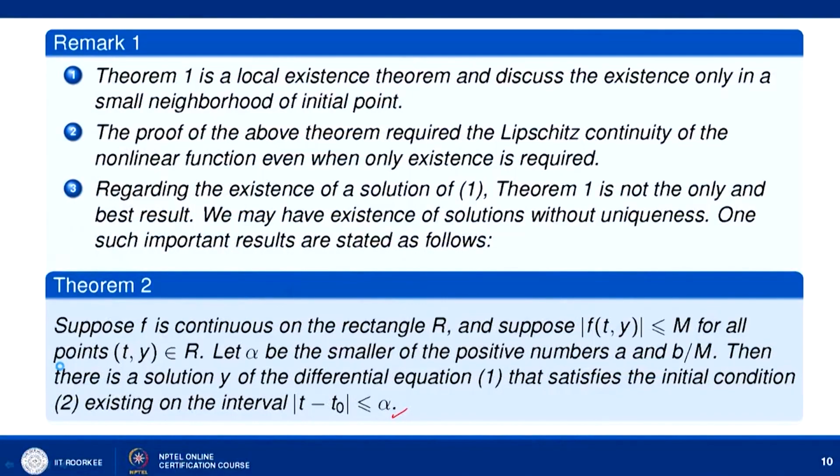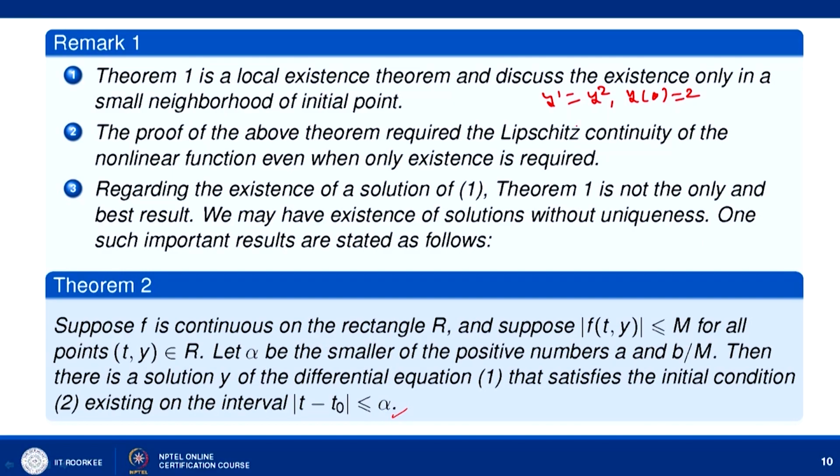Here we continue our discussion which we started in the previous lecture. What we have seen in the previous lecture is that the existence and uniqueness theorem we considered is a local existence theorem, and it only discusses the existence in a small neighborhood of the initial point. We saw that using one example, y dash equal to y square with the initial condition y0 equal to 2. It means that we have considered y dash equal to y square and y0 equal to 2.